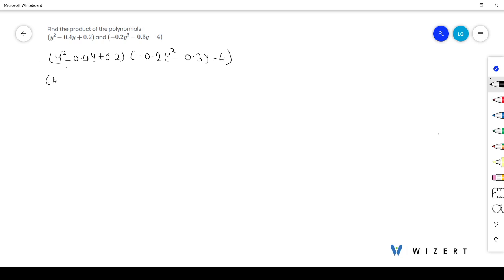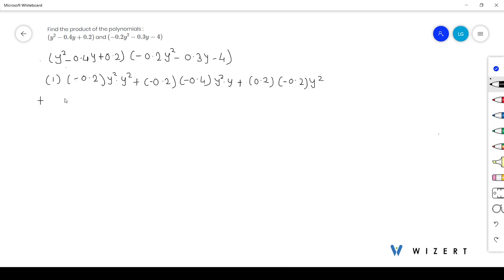So 1 into minus 0.2, 1 into minus 0.2 y square into y square plus minus 0.2 into minus 0.4 y square into y plus 0.2 into minus 0.2 y square.